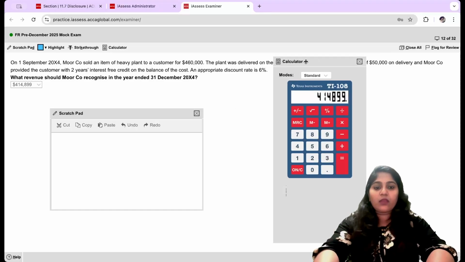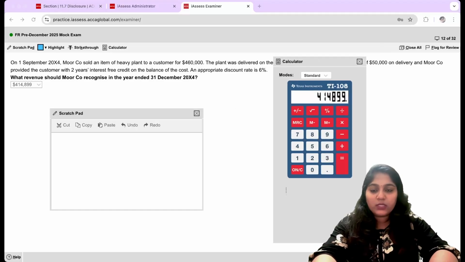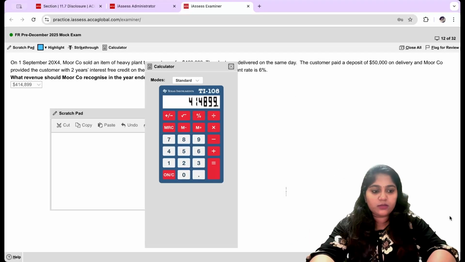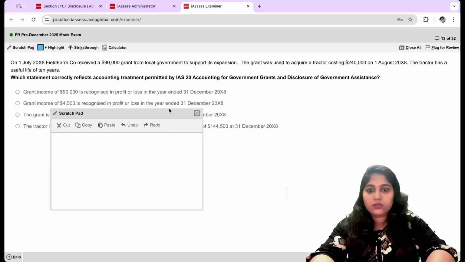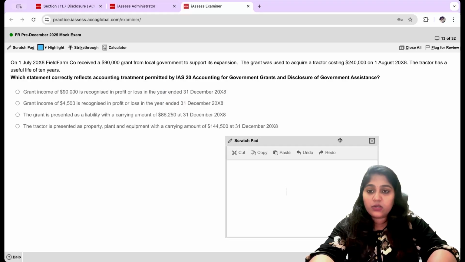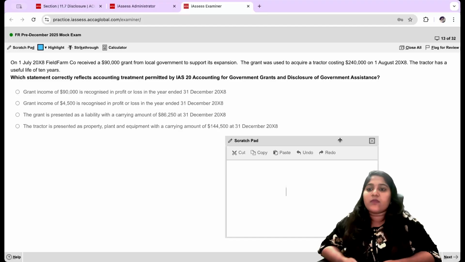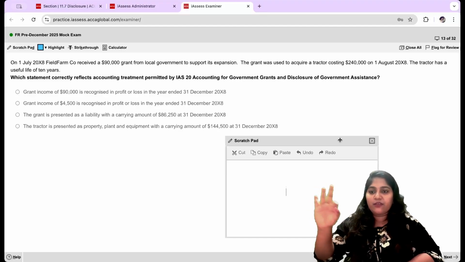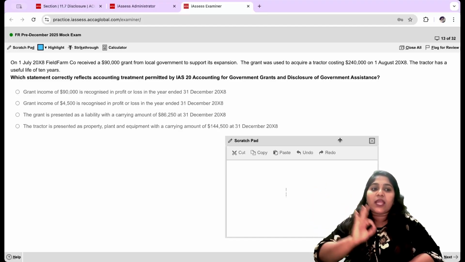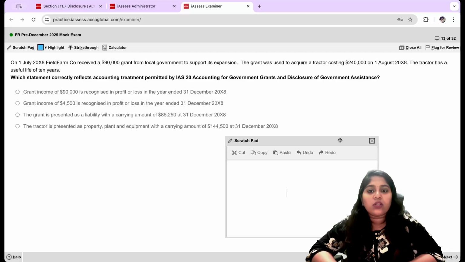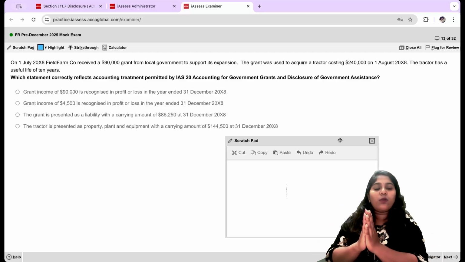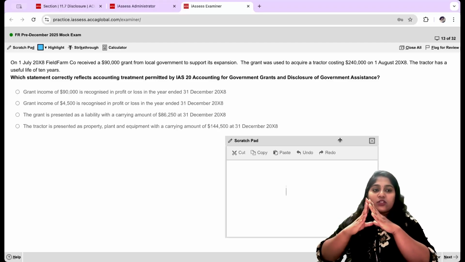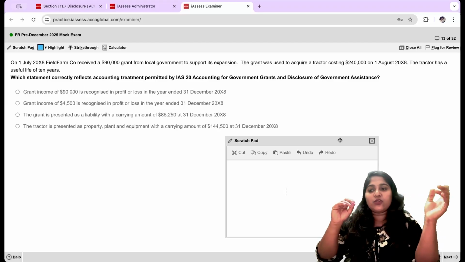Okay. Let's move to the next question. This is really nice question. Read it. See, on 1st July X8, Field Farm Company received a $90,000 grant from local government to support its expansion. The grant was used to acquire a tractor costing $240,000 on 1st August 20X8. The tractor has a useful life of 10 years.